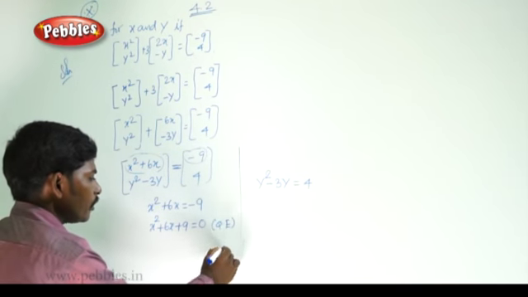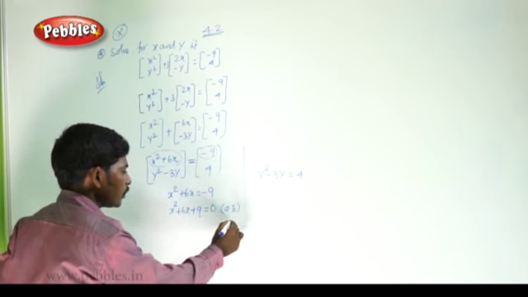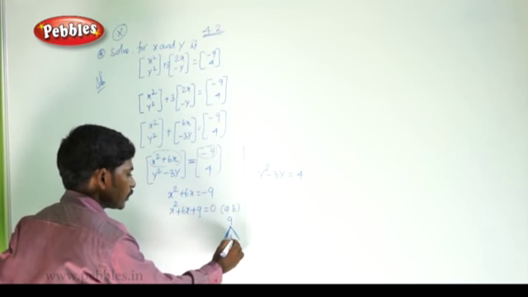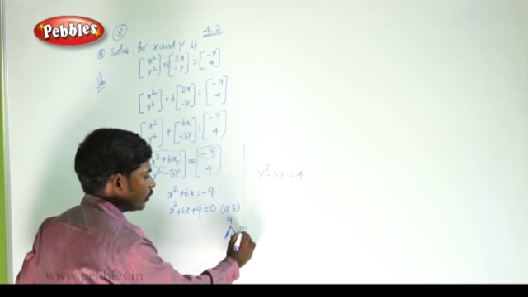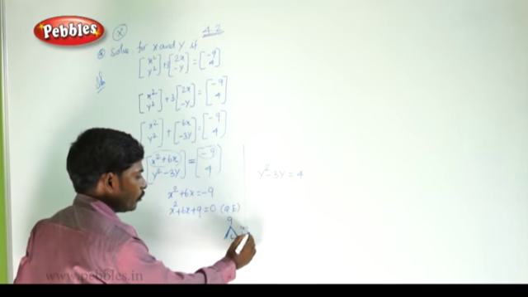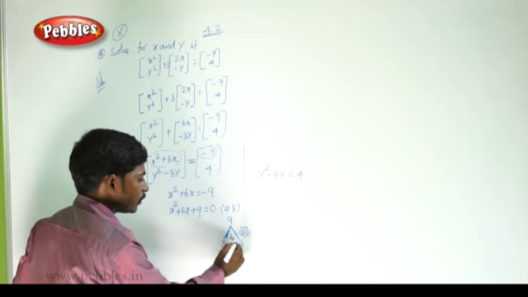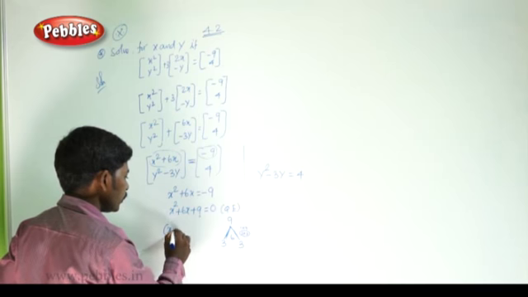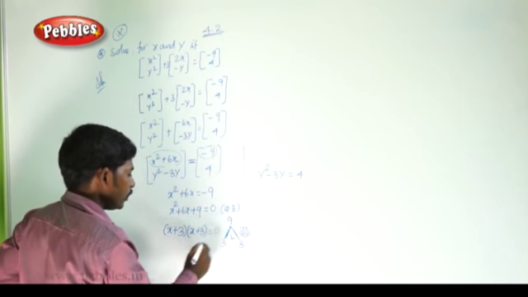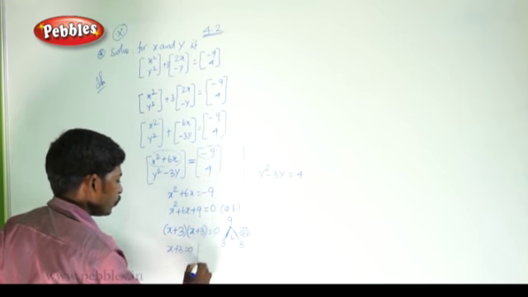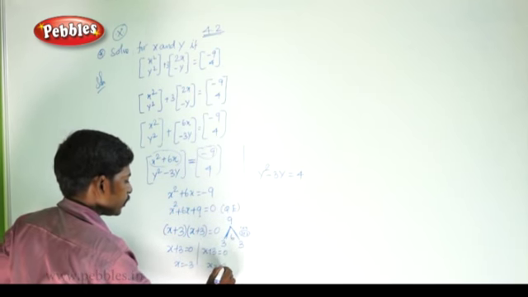The quadratic equation is solved by factorization or the tree method. Here the constant is 9 and the coefficient of x is 6. We need two numbers whose product is 9. What are the numbers? 1 into 9, 3 into 3. We take 3 and 3 as the better numbers: 3 times 3 is 9, and 3 plus 3 is 6. So the factors are (x + 3)(x + 3) = 0. On equating to 0, x + 3 = 0, so x = −3, x = −3.